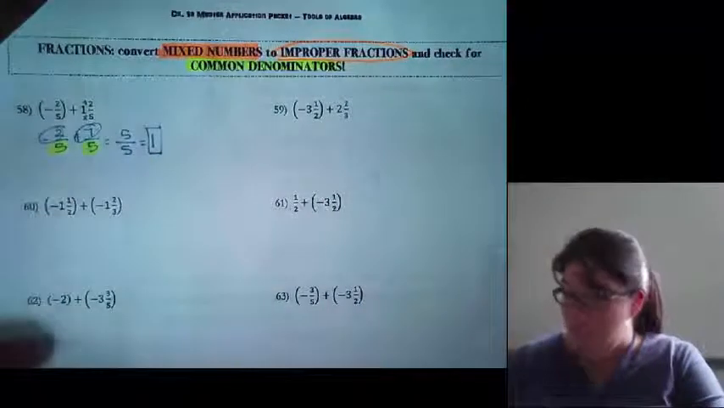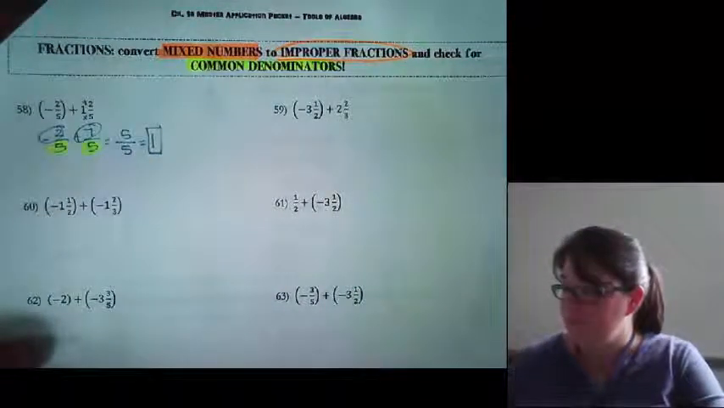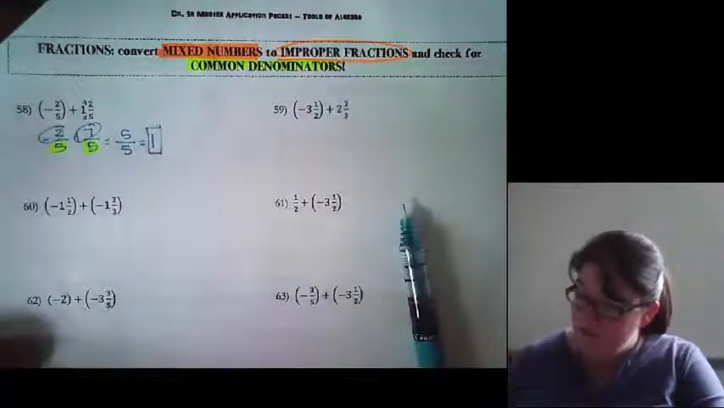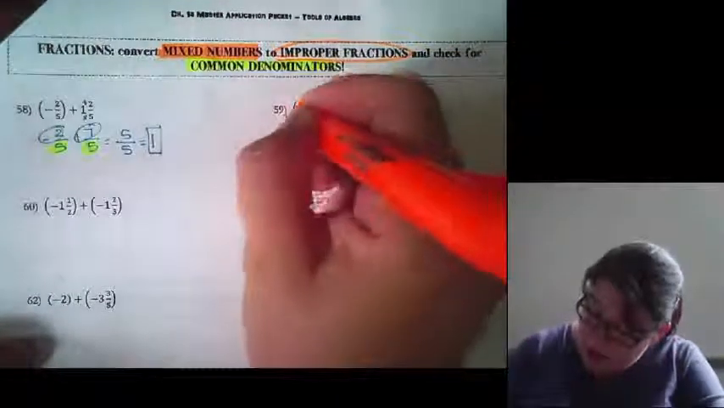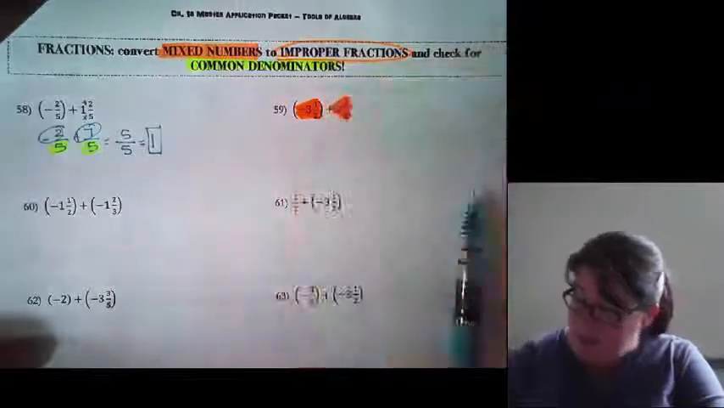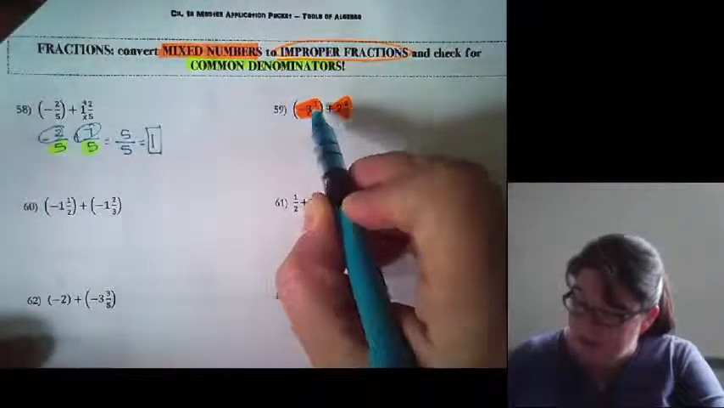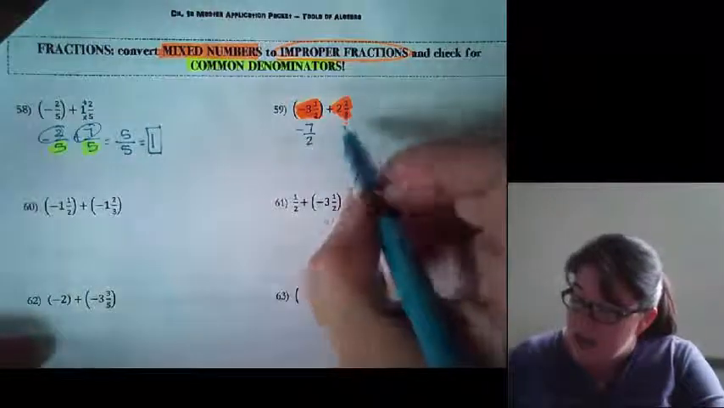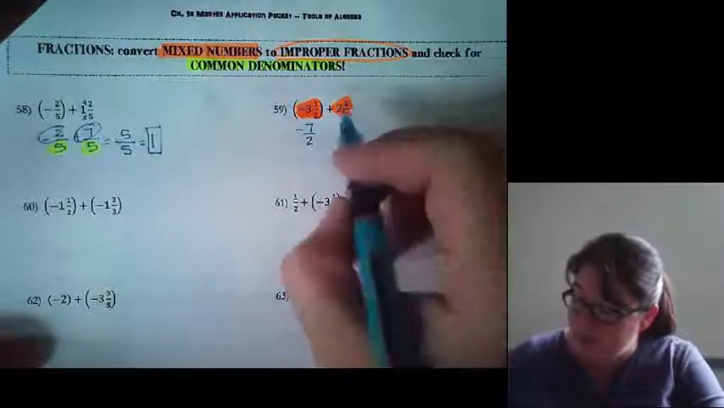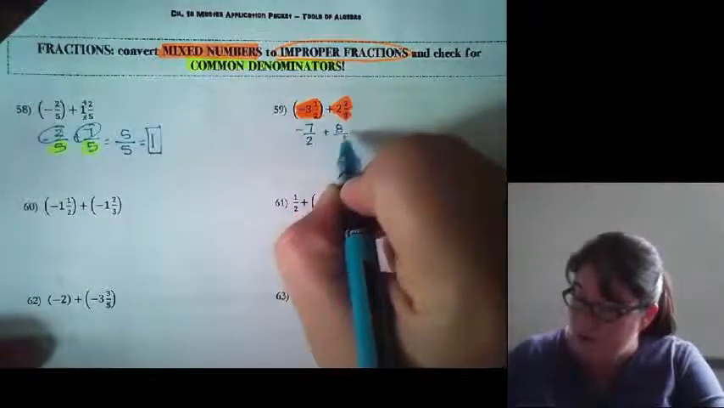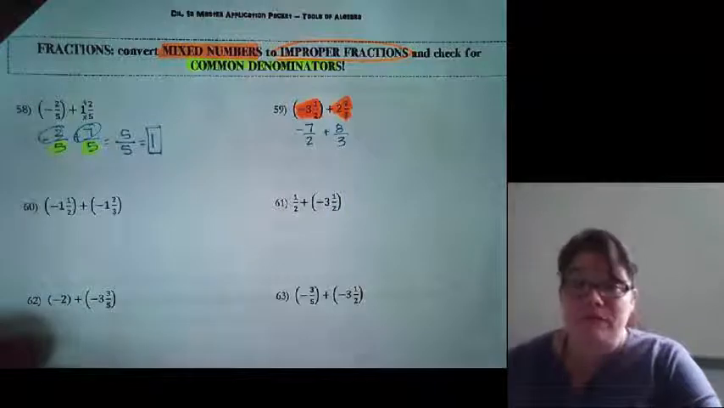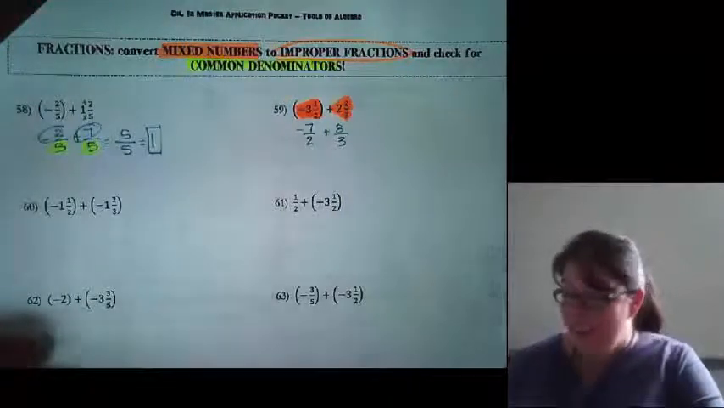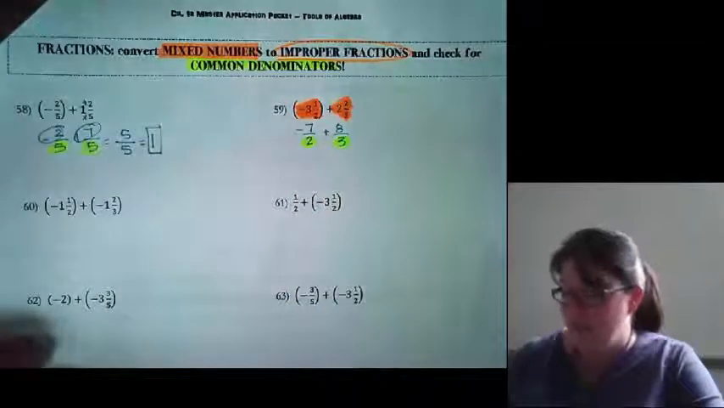Let's take a look at 59. Here we have a mixed number in the first slot and a mixed number in the second slot, so we're going to need to change both of those. So 2 times 3 is 6, plus 1 is 7. So this is going to be 7/2, and it's negative. Here we have 3 times 2 is 6, plus 2 is 8. So we have 8/3. So we've converted from mixed numbers into improper fractions, but now we can see that we do not have common denominators. We have 2 and 3.